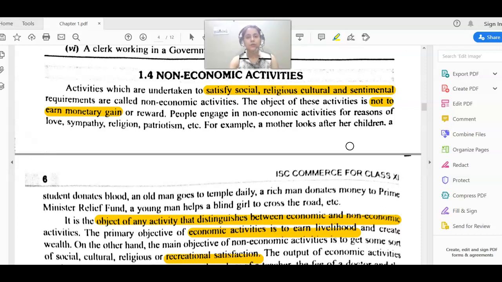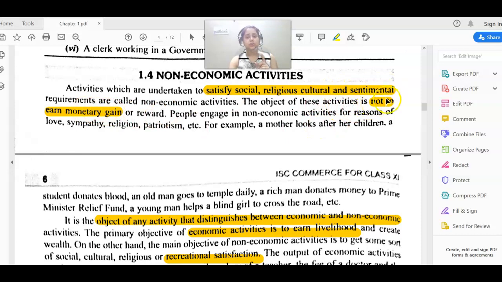Let me tell you what non-economic activities are. Non-economic activities are, as the word says, the opposite of economic, creating wealth. So here, the objective is not to create wealth. These are those human activities which we do out of our love, out of our religious culture, because of our sentiments and emotions. So with non-economic activities, you will attach this phrase: it is done out of your sentiments and emotions.